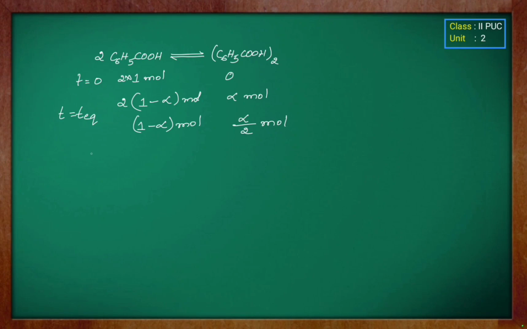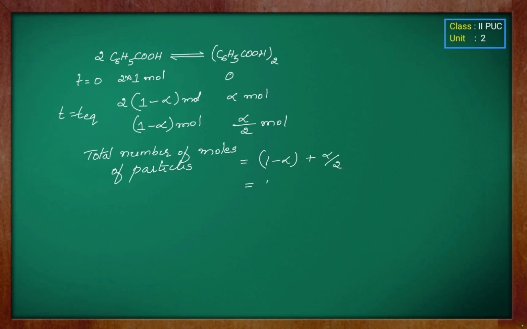So now at equilibrium, I can write the total number of moles of particles. That is nothing but the sum of 1 minus alpha and alpha by 2. So we have 1 minus alpha plus alpha by 2. This is equal to 1 minus alpha by 2. So this alpha itself is considered as the degree of association.